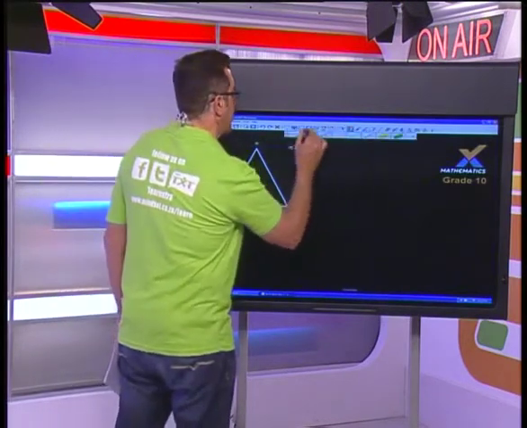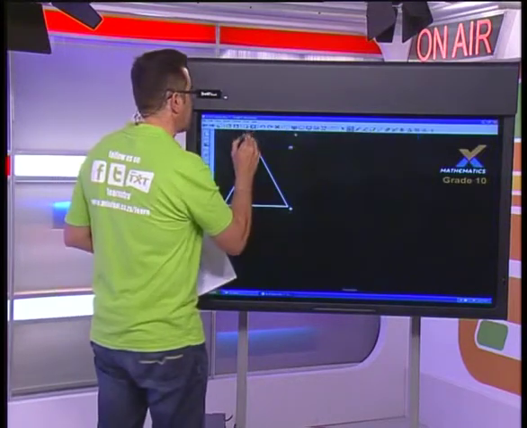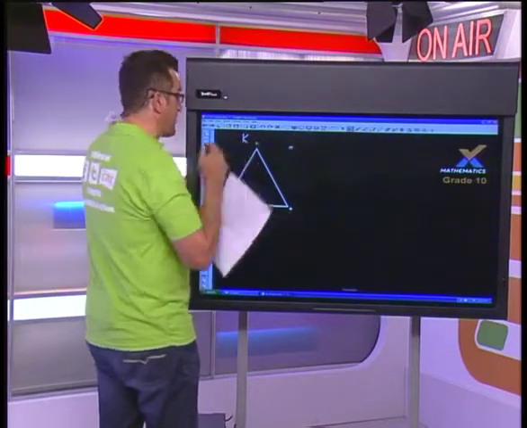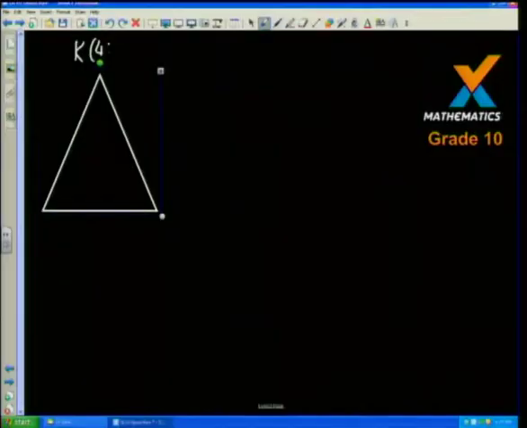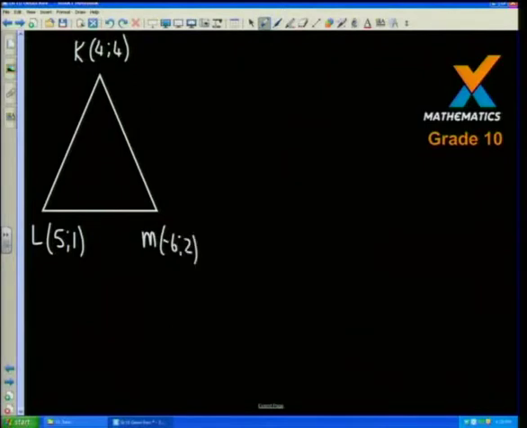Let's fill in the details. They give me the one vertex is K. Let's make that the top one. K is the vertex (4, 4). That's the one vertex. The second vertex they give us is the vertex L. If we put it down here, they say that's (5, 1). And the third vertex is (-6, 2). So that is a triangle.